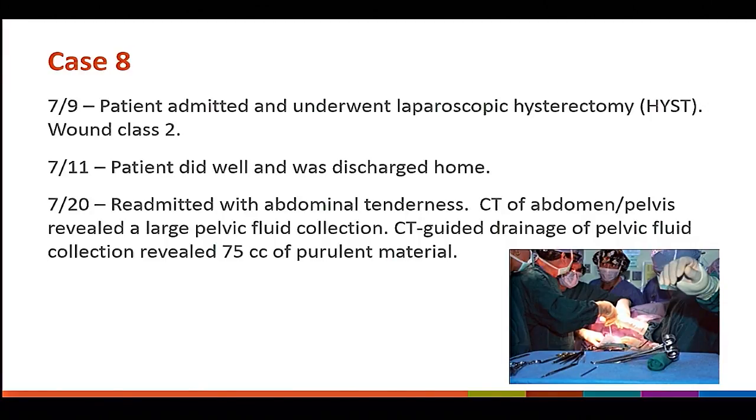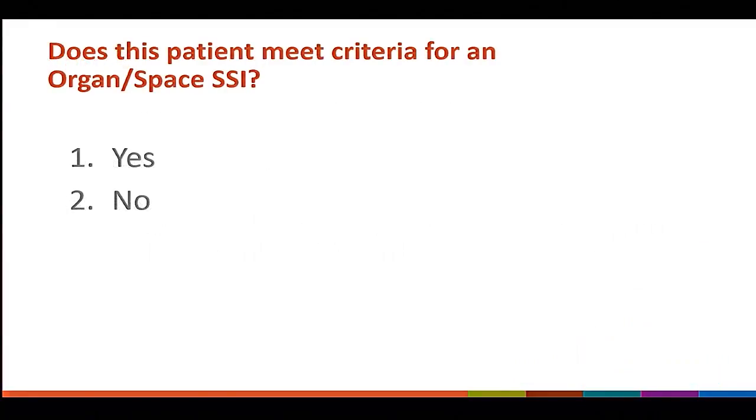This is case 8. So we have, I believe, 11 cases in this presentation. So on 7/9, a patient was admitted and underwent a laparoscopic hysterectomy, a HIS procedure with a wound class of 2. On 7/11, the patient did well and was discharged home. On 7/20, the patient was readmitted with abdominal tenderness, and a CT of the abdomen pelvis revealed a large fluid collection. CT-guided drainage was performed of this pelvic fluid collection, and it revealed 75 cc's of purulent material. Does this patient meet criteria for an organ space SSI?